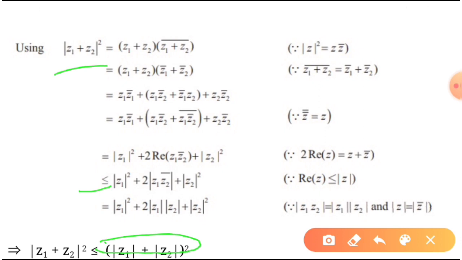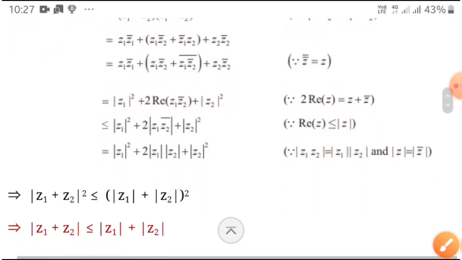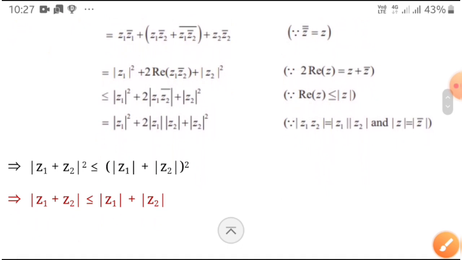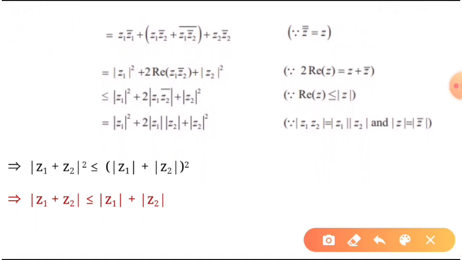Now taking positive square root, the squares cancel. Then we have modulus of Z1 plus Z2 is less than or equal to modulus of Z1 plus modulus of Z2. It's a very important law, triangle inequality.